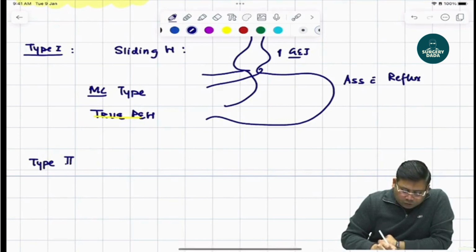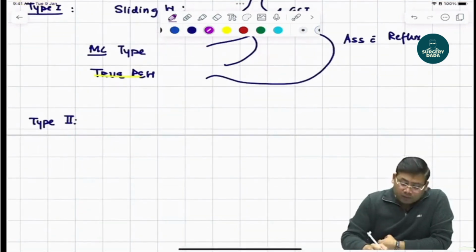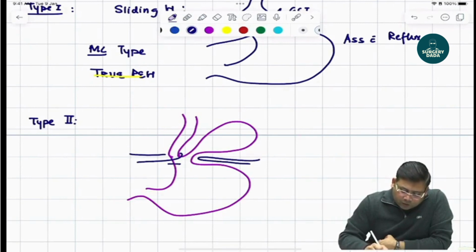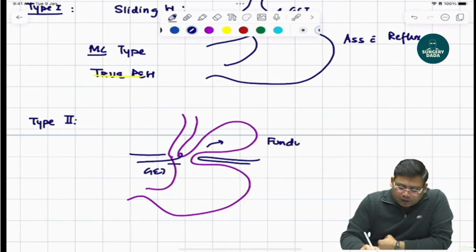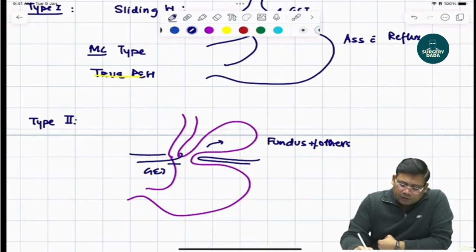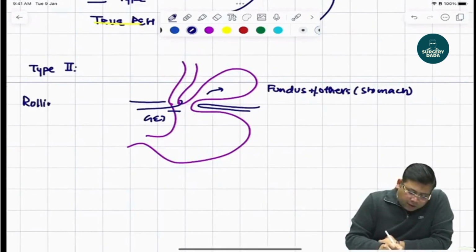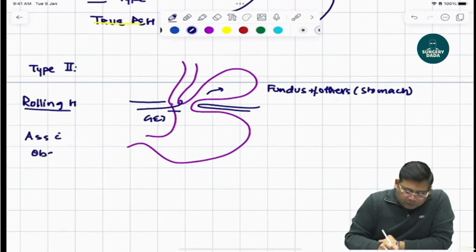Then we have the type 2. What is type 2, students? Type 2 is a condition where we have an intact GE junction, but the fundus or parts of stomach along with the fundus have gone up. So the GE junction is right at its place, but the fundus plus others, only of the stomach, have gone up, and this is type 2. This type is known as rolling hernia, and it is associated with obstructive features.